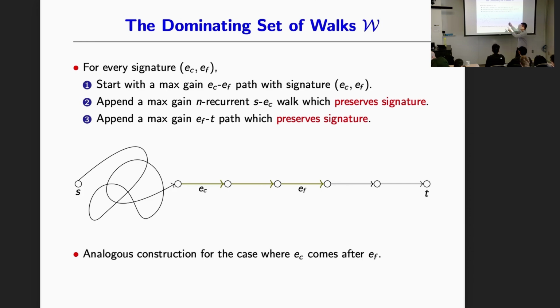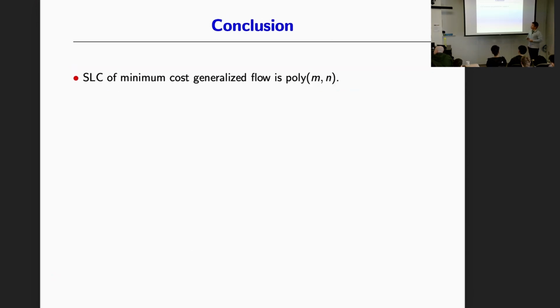And if ECEF has opposite positions, then you can do the same thing. Since there are only m square signatures, this gives us m square walks. So that's the construction. This is my last slide. Hopefully I've satisfied the curiosity of people who are interested in the proof.